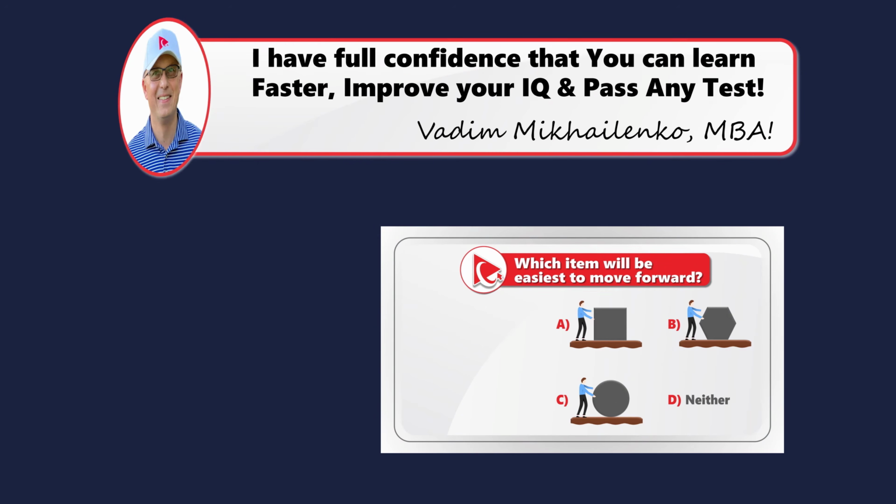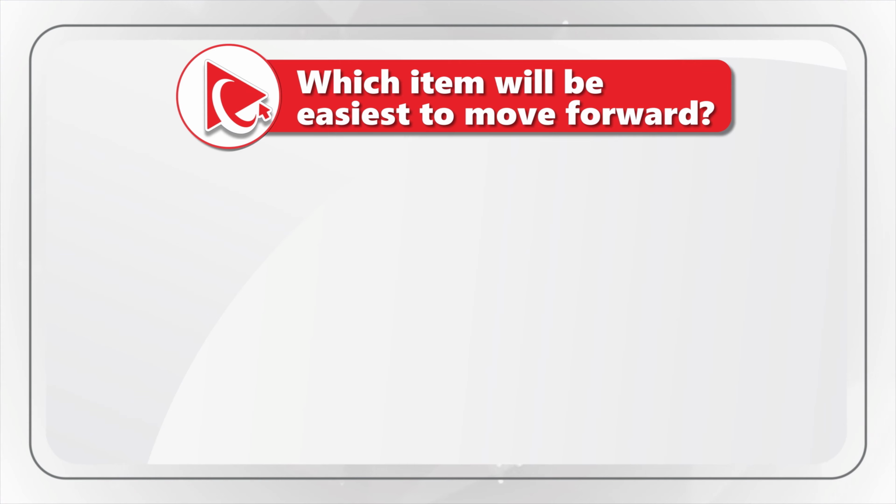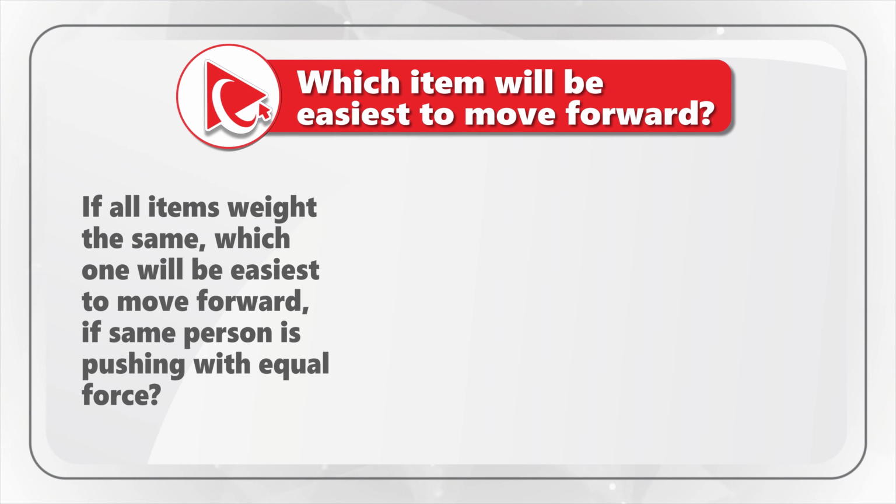Here's an amazing question to test your knowledge of mechanical movement of objects. You're presented with a picture of a person moving an object, and you need to determine, if all objects weigh the same, which one will be easiest to move forward if the same person is pushing with equal force. You need to select one out of 4 possible choices.